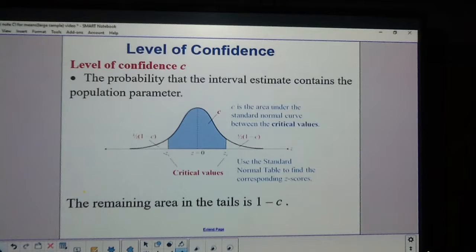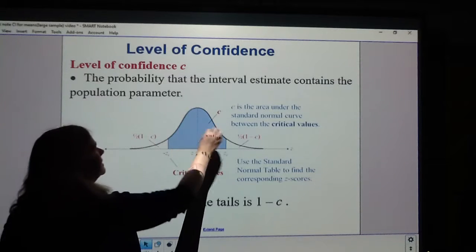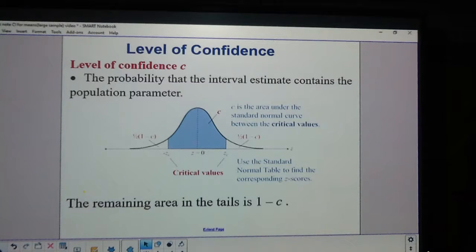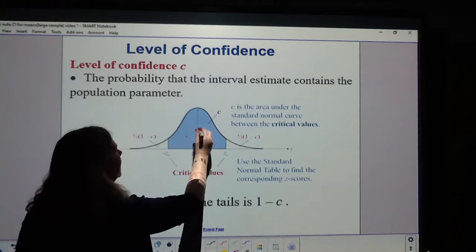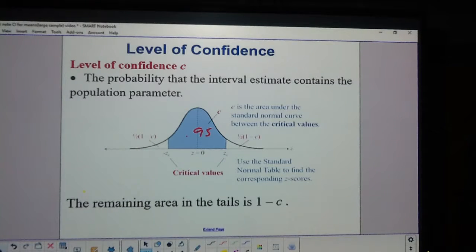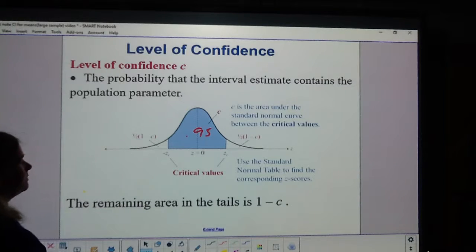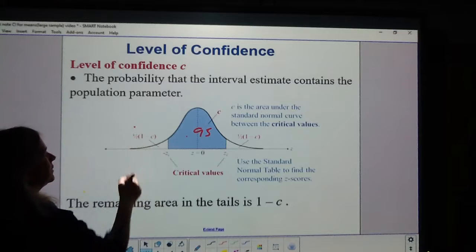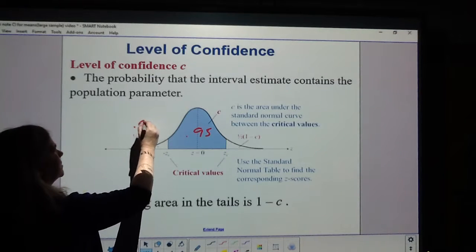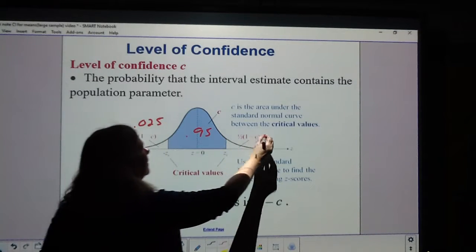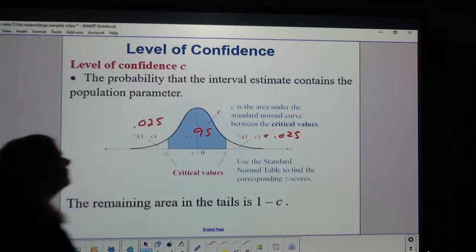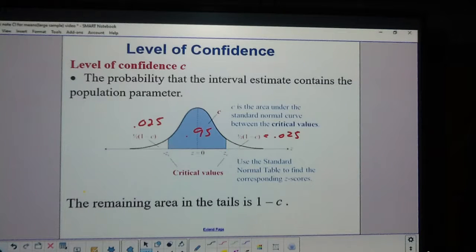That's your confidence. And remember the normal curve? C is in the middle. So if you want to be 95% confident, this area here would be 0.95. That would mean your two tails left over would be 1 minus 0.95, or 0.05. So each tail would be 0.05 divided by 2, which is 0.025, and this is 0.025. And that better equal 100%.